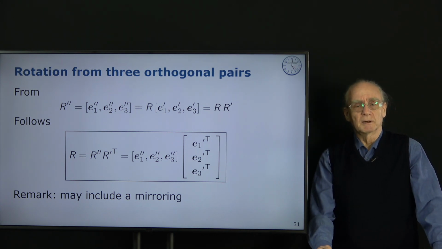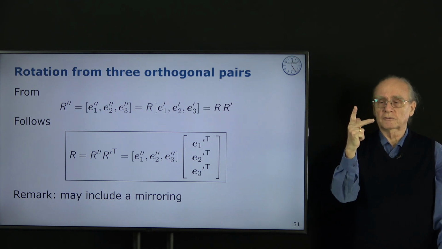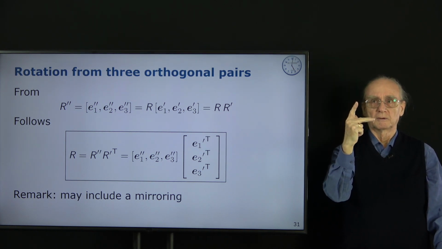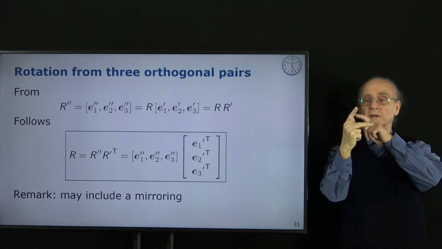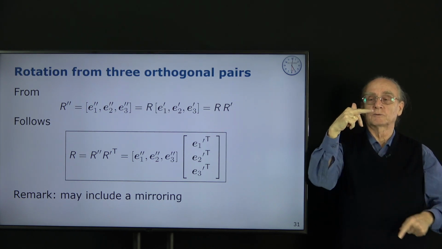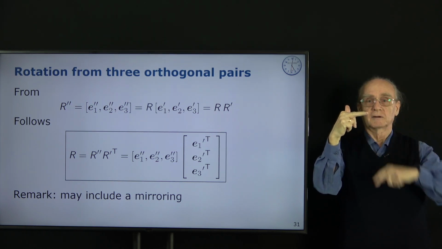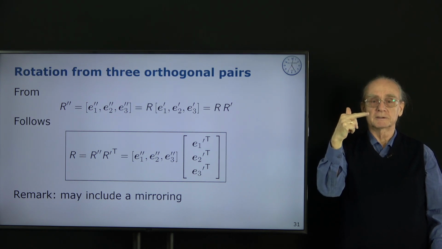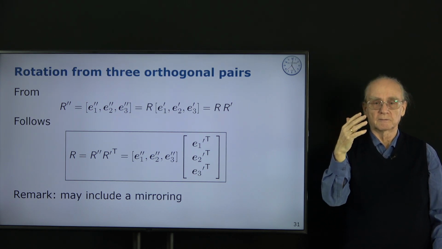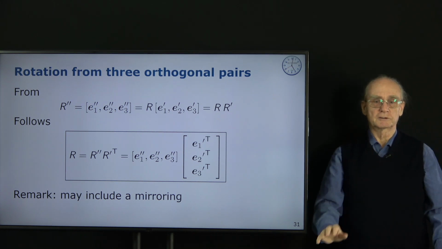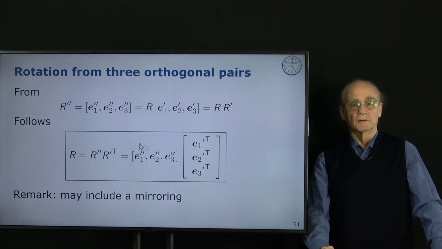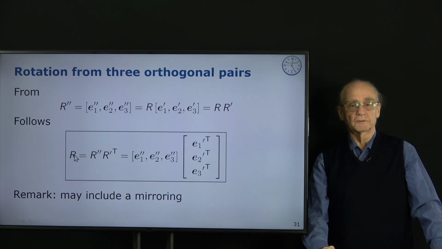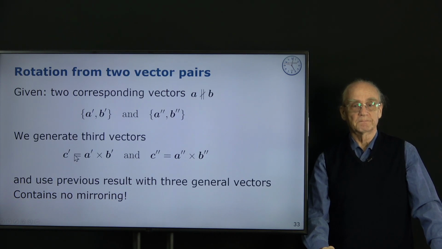And just a remark, if the first tripod is a right-handed system, X, Y, Z, and the second one is a left-hand tripod, this mirroring is visible in the rotation matrix. That means if these are opposite systems, then R will have determinant -1.